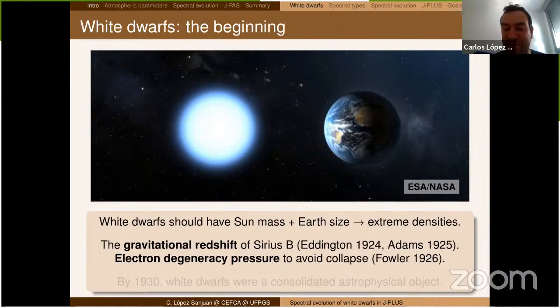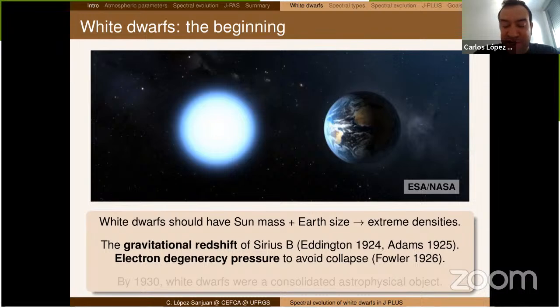But how can we make the matter to be stable? Luckily, just 1 year later, in 1926, Fowler provides that electron degeneracy pressure, that was just a quantum analysis, can provide enough force to avoid the gravitational collapse. So we have already something that is very dense. We observe that, and we have a way to sustain that high density mass.